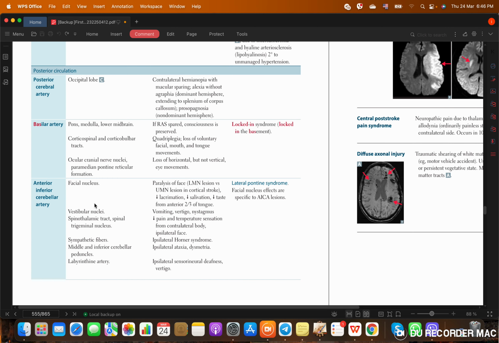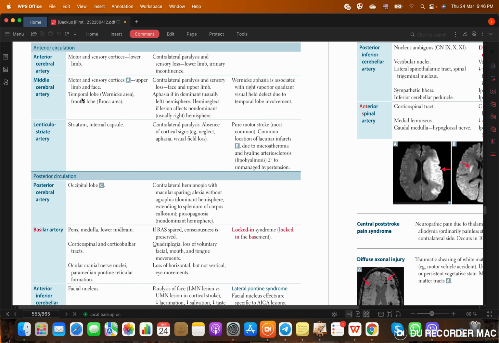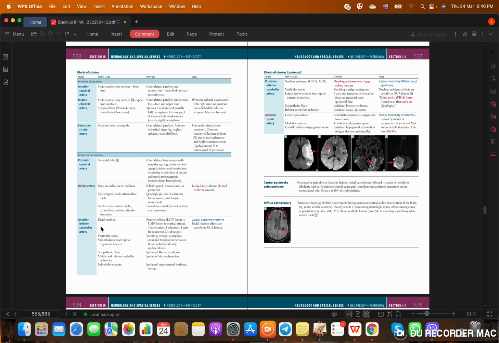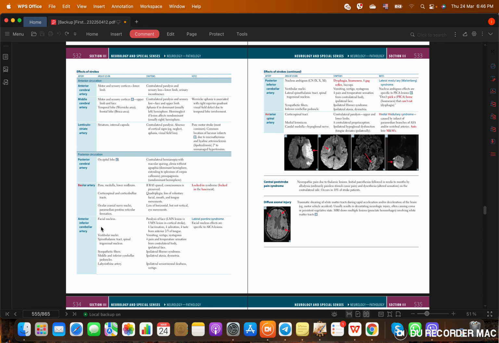Okay, so that's the posterior cerebral artery. If you think about cranial nerve involvement, which cranial nerve do you think will be affected in case of posterior cerebral artery infarction? Which cranial nerve?